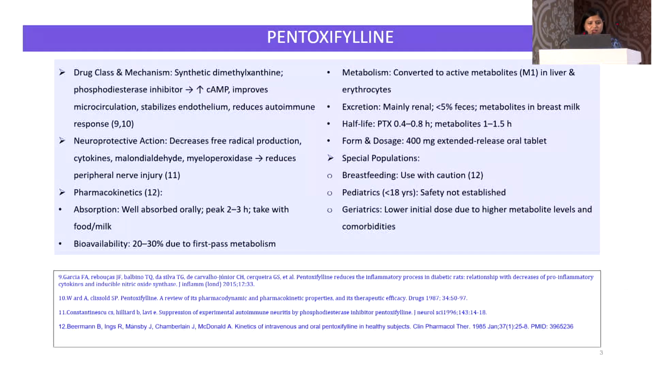We know pentoxifylline is a synthetic dimethylxanthine phosphodiesterase inhibitor which increases the cAMP and improves the microcirculation, thus stabilizes the endothelium and reduces the autoimmune response. It is also found to have neuroprotective action. It is well absorbed orally and the peak absorption is between 2 to 3 hours. The bioavailability is 20 to 30% due to its high first pass metabolism, and it is converted into active metabolites in the liver and erythrocytes and mainly excreted through the kidneys. It is given in a dose of 400 milligram extended release oral tablets.